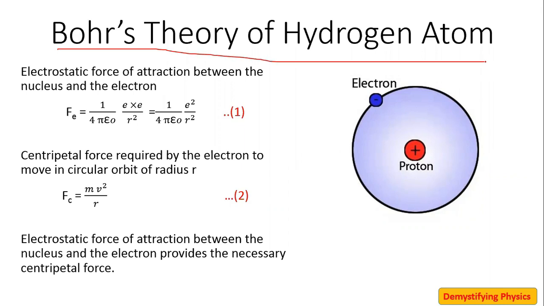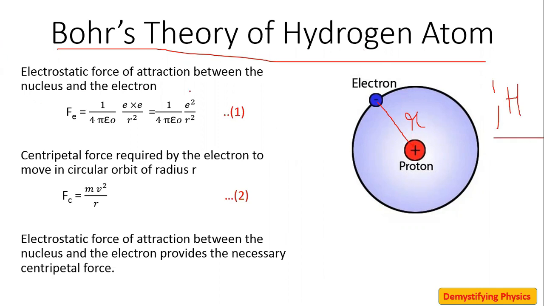Bohr's theory of hydrogen atom. This is hydrogen atom here. Electron is moving around proton in circular orbit of radius r. Hydrogen atom is 1H1, so it has one proton and one electron.